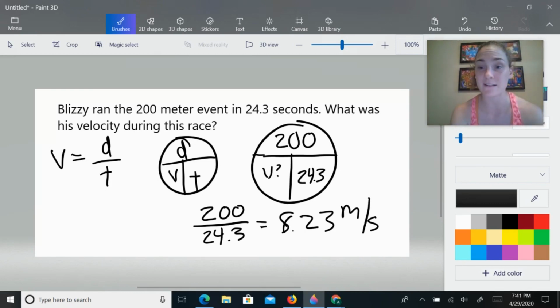Great, so that is how fast he's running for a 200. That is very fast for a 200. Props to Blizzy. And also props to AJ, because that 100 time is like outstanding.